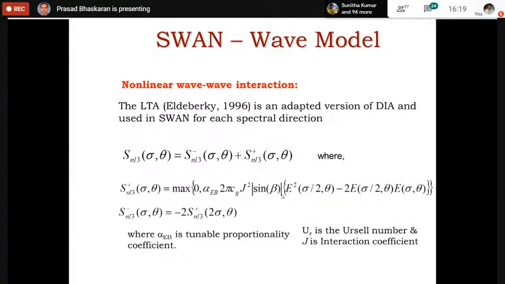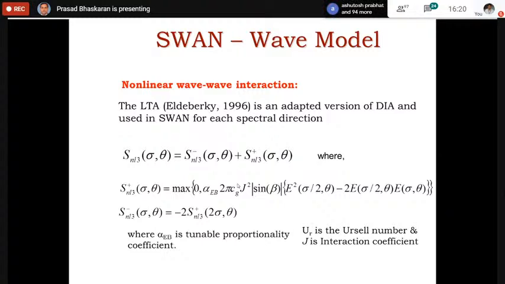Another term is called the nonlinear wave-to-wave interaction. This nonlinear interaction is one of the most complicated processes and is very, very difficult to understand. But in a nutshell, I'll try to tell how this theory has been used. The concept basically comes from the Brownian motion in physics. I think all of you may be aware of the Brownian motion, the motion of particles in a closed jar. These particles move randomly and they weakly non-linearly interact. So a similar concept has been used in the nonlinear wave-to-wave interaction theory.